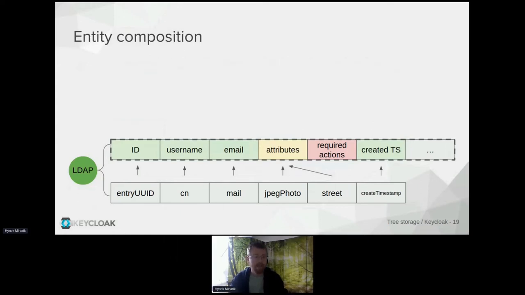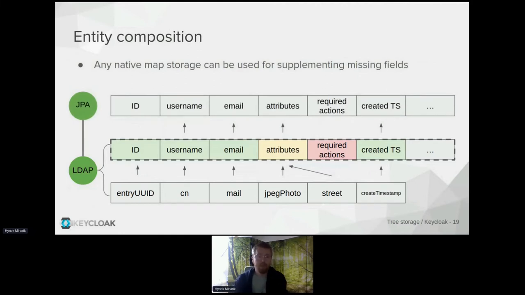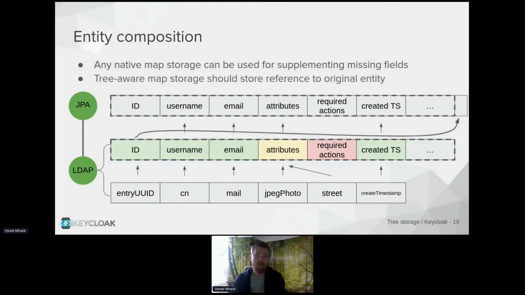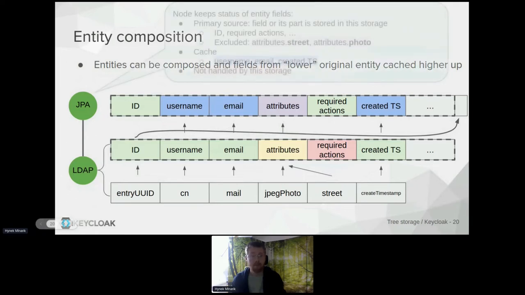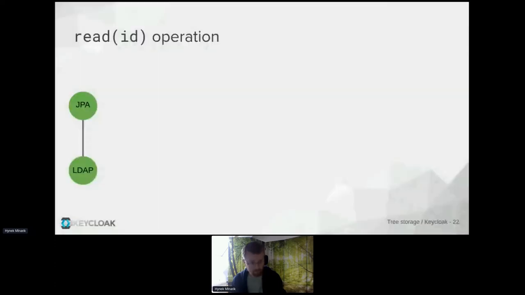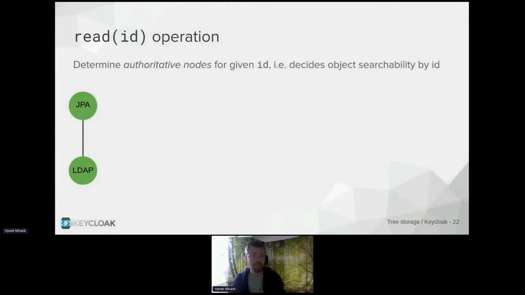So what happens is that we have this entity composition, and we have a native map storage that is able to supplement the missing attributes, the missing fields, by keeping track of the identifier of the lower object in, let's say, LDAP, in the JPA. It is also able to say what exactly the fields are, which fields are stored in JPA and which fields are stored in LDAP, and then act accordingly. I will leave this for you to check in the attached presentation to this talk.